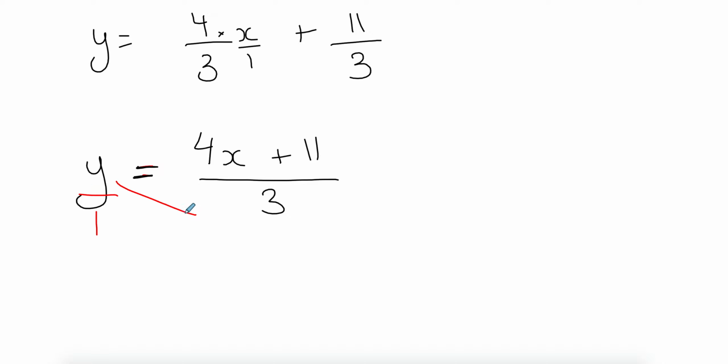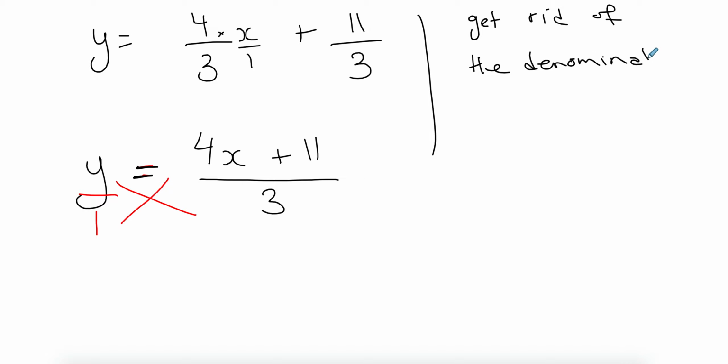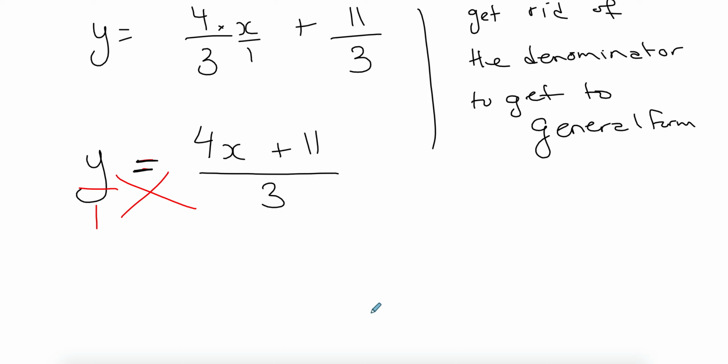You either multiply by 3 on both sides, or you could use the method of cross multiplication, so that's the same thing. The goal here is to get rid of this 3, the denominator. And when I say get rid of, it doesn't mean to erase it. Obviously, I'll have to do the calculations. So get rid of the denominator to get to general form. I'm going to end up with 3y equals 4x plus 11.